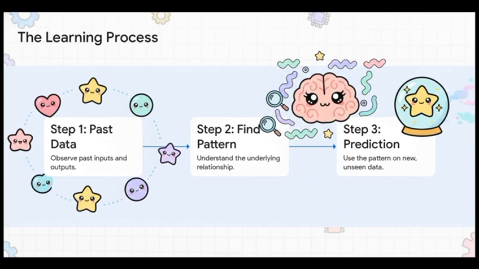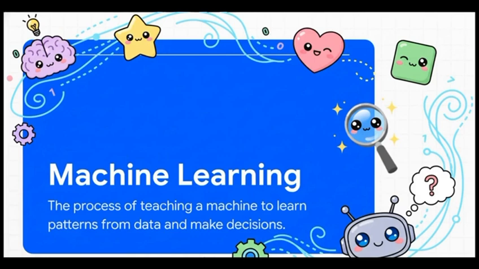It's really just these three simple steps. First, you observe the past data, those pairs of x and y. Then you find the pattern that connects them. And finally, you use that pattern to make a prediction for something new. And that, right there, is the whole idea. See, machine learning isn't about programming a computer with a rule for every single possible situation. No way. It's about teaching it how to learn from data, so it can start making its own smart decisions.